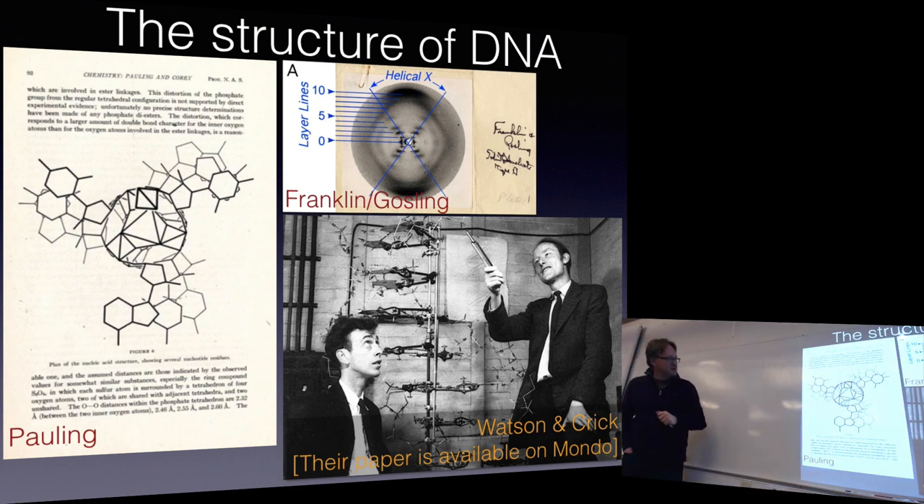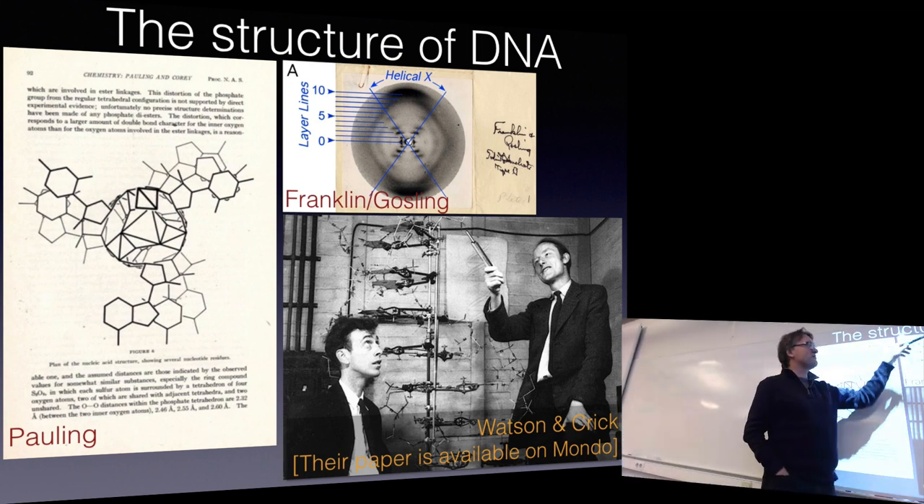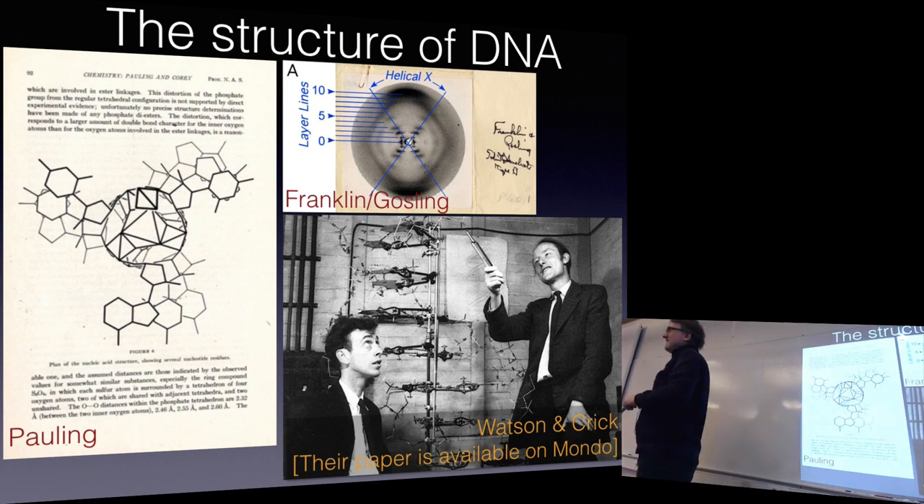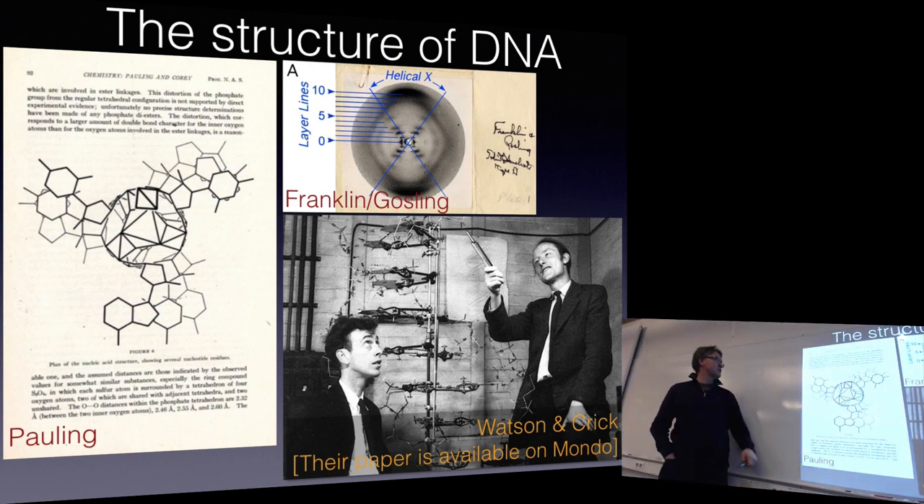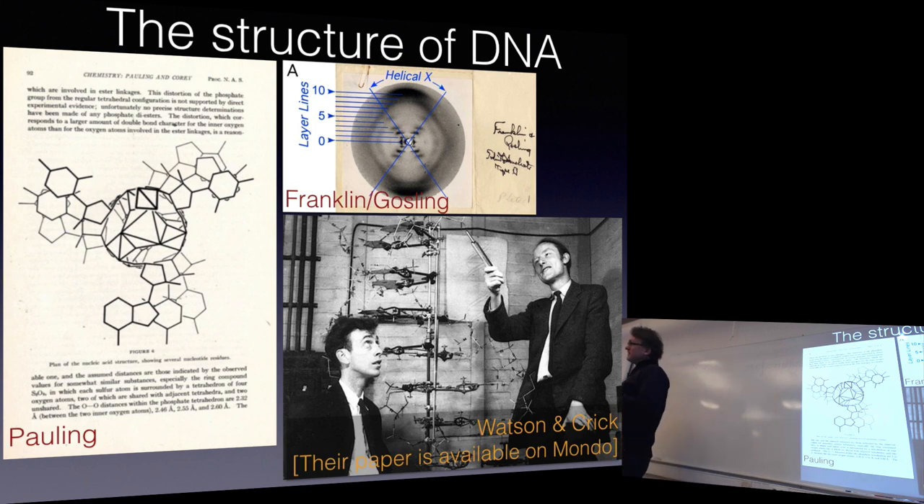It's going to be a structure that has roughly the right helicity, and it's going to have roughly the right layering. And this was even proposed by Linus Pauling in Nature. No, sorry, PNAS, my bad. Plan of the nucleic acid structure showing several nucleotides. He got a Nobel Prize, not for this particular paper. Doesn't he have two and a Peace Prize as well? No, he has a chemistry prize and a Peace Prize.